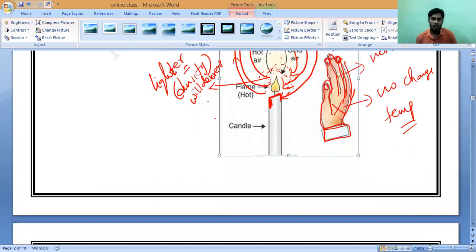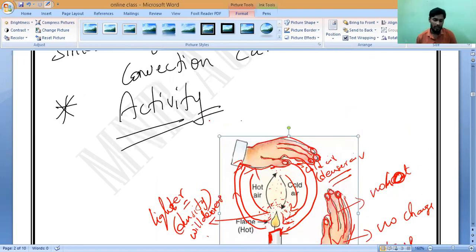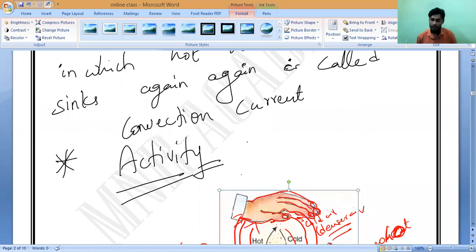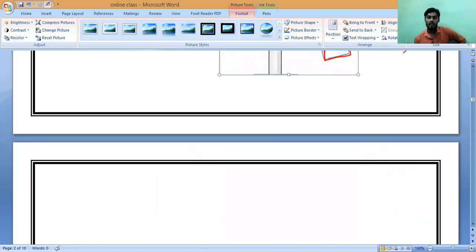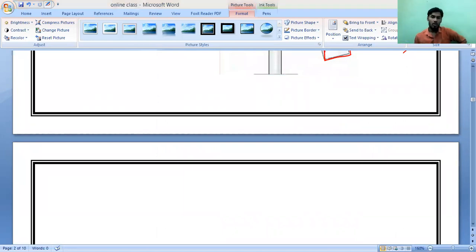So this is the picture you can draw. This is the activity to do at home. If you want, you can verify it in the evening, but be very careful while handling the candle. So this is the activity which will conclude that only hot gases will rise up and cold air will come down. Is it okay, all of you?